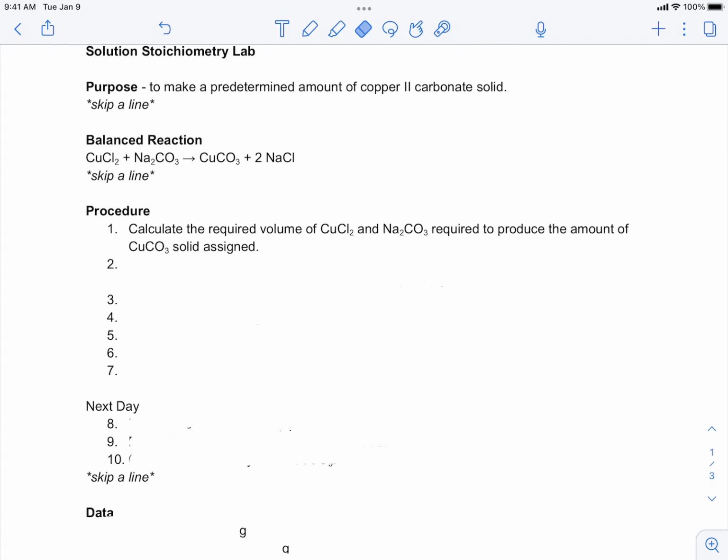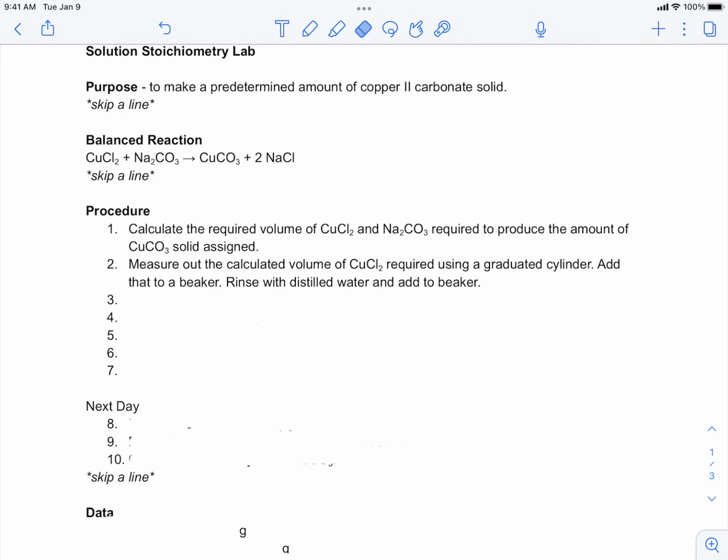Write it all down. Next thing you do is measure the amount of calculated copper chloride. So you're going to take those two numbers we just found and measure them out using graduated cylinders. And you're going to add that to a beaker. And you're going to rinse each one of them with a little bit of distilled water to make sure all of the stuff you put into the graduated cylinder gets into the beaker.